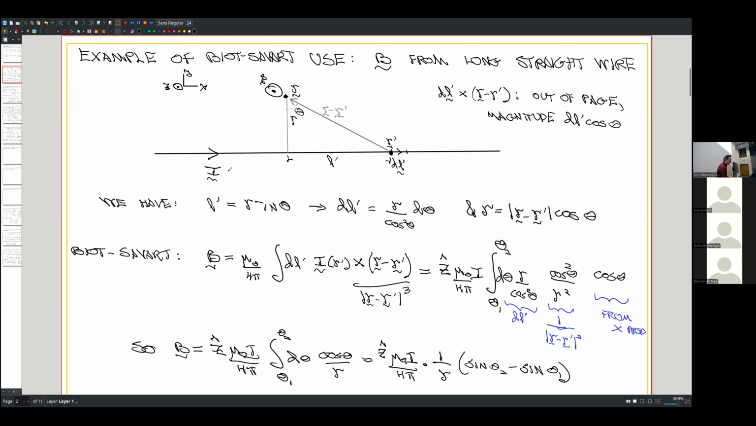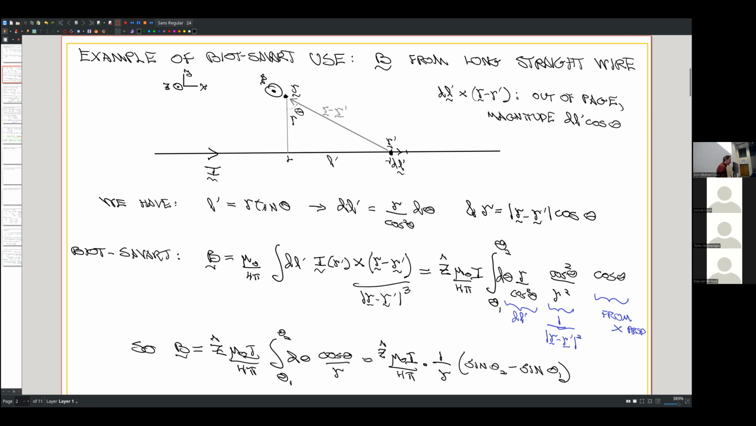Okay, so how do we do that? I have this little distance here. So I define the angle theta here, and then the L prime that I have in this distance is really just the tan. So this is a tan of theta. So you just choose your favorite variables in here.